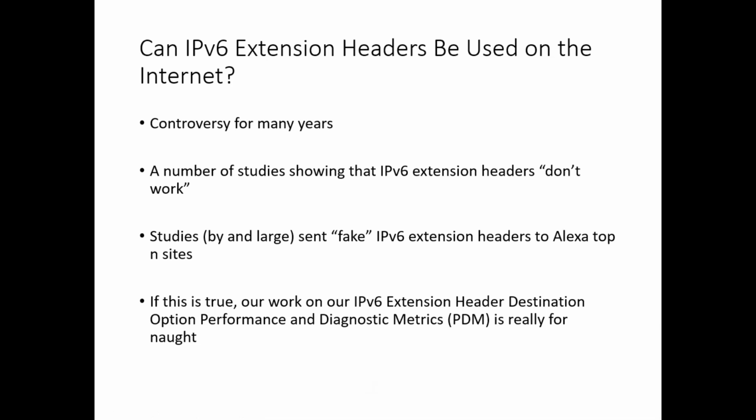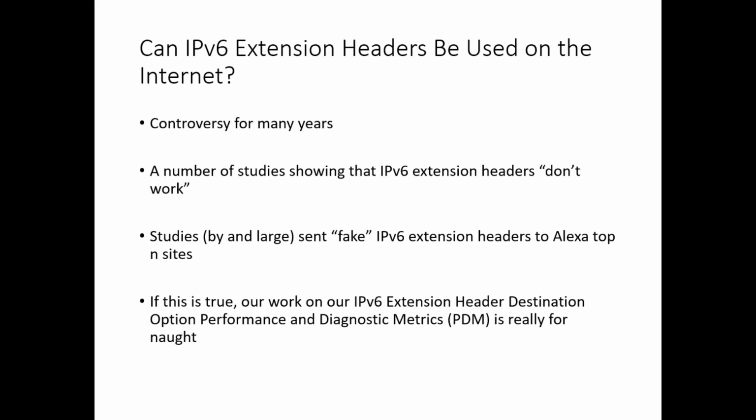So there has been quite a bit of controversy whether IPv6 extension headers can really be used on the internet. And there were a number of studies which were taken to be a statement of fact, I will say, that extension headers don't work on the internet. But our experience was quite different: when we were testing extension headers, they did indeed work. And so then we set about to dig into why is it that they were right, and why is it that we were also right?